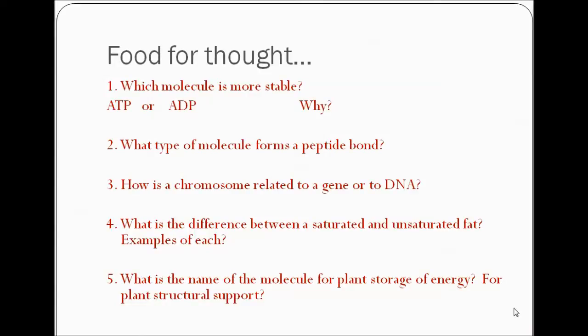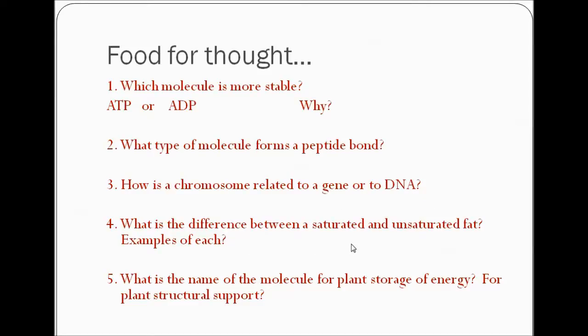And food for thought. Which molecule is more stable and why? ATP or ADP? Well, I told you that ATP is the one that takes tons of energy to hook that thing on. It's kind of like a set mousetrap, ready to spring and pop off. So the stable one that's not going to be springing and popping off is ADP. What type of molecule forms a peptide bond? Proteins. How is a chromosome related to a gene or a DNA? So we just talked about that. The chromosome is made up of genes, and that's the DNA, and that's the ATGC business going on.